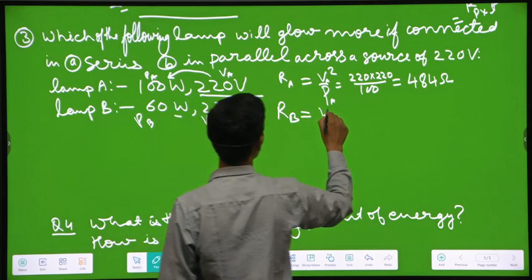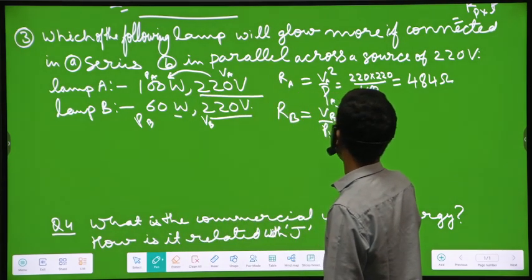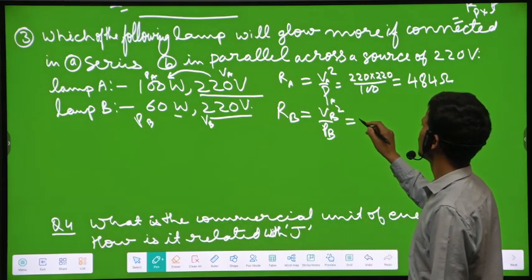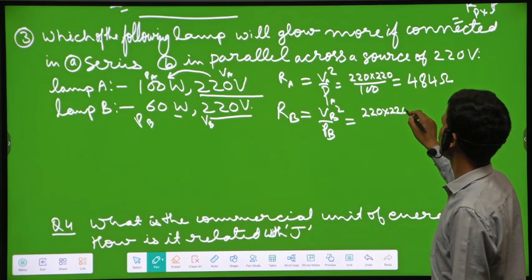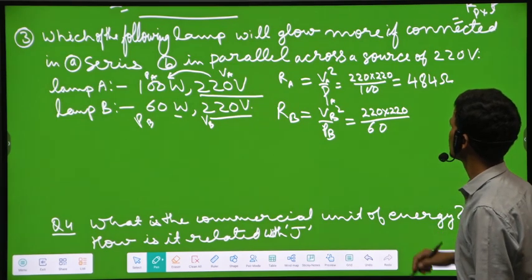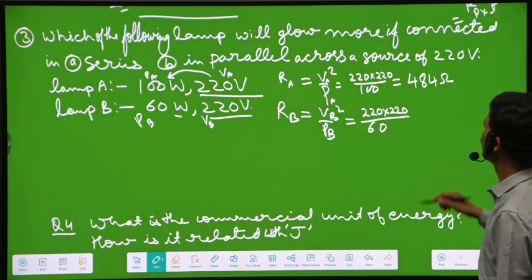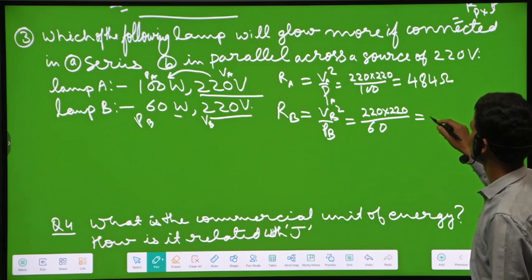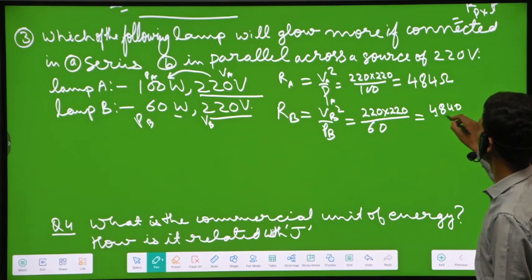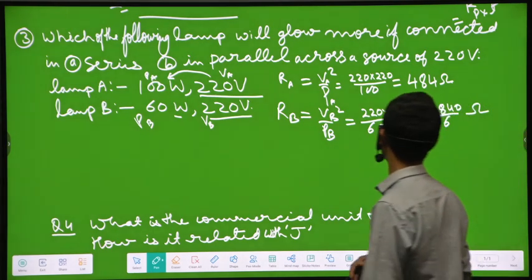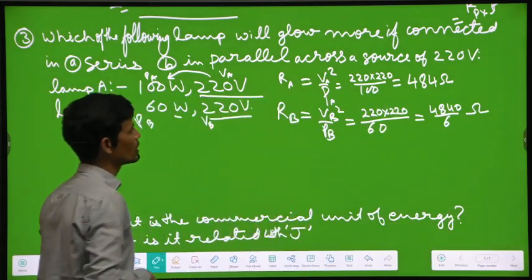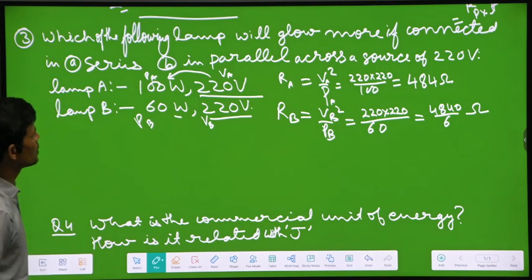Same here. RB is equal to VB square by PB. That is 220 multiplied by 220 divided by 60. This time it won't work. So 4840 by 6. I can further simplify it, but I'm not simplifying it. I'm leaving it as it is. Okay, so next, moving on.